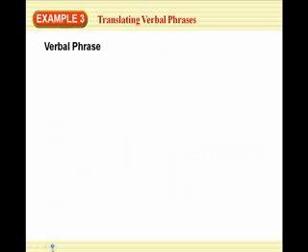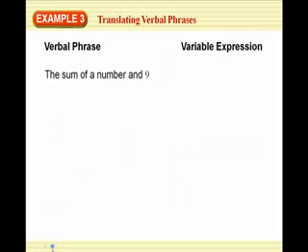Okay, translating verbal phrases. Verbal phrase means we have something written with words. The sum of a number and 9. So we're going to take it from words and switch it to an expression. The number is unknown, so we're going to use a variable, and in this case they're using n. Unless they tell you, it doesn't really matter which one you use, so we would do n plus 9.